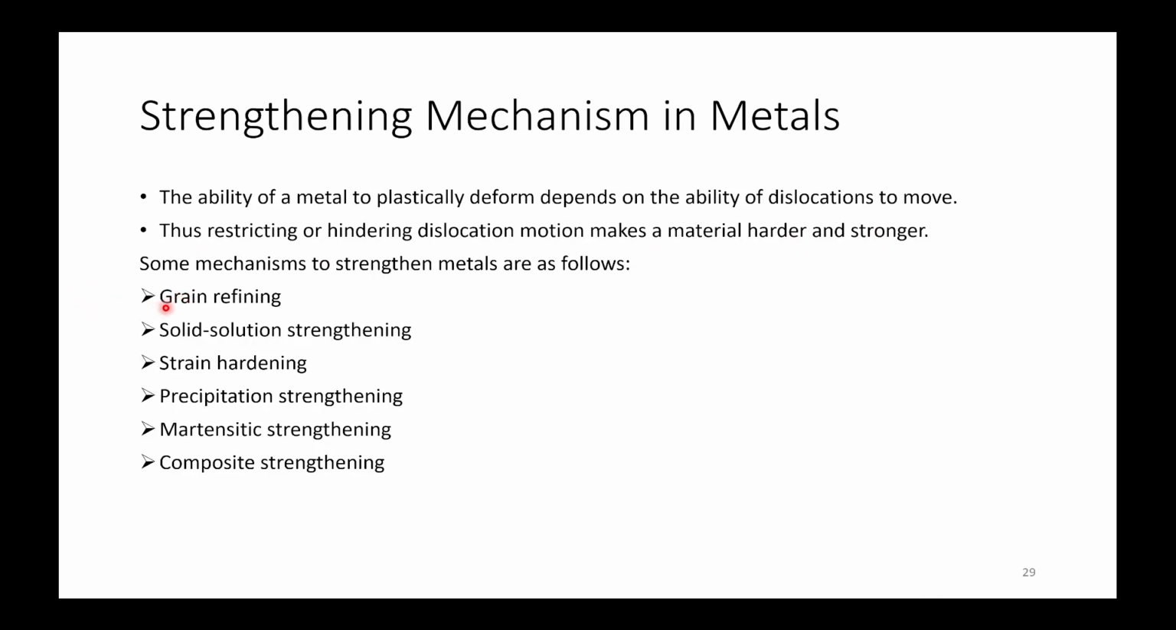First is grain refining, so we'll be reducing the size of grains, and that will lead to strengthening of the material. Solid solution, strain hardening, and precipitation strengthening are all explained further. Martensitic strengthening is the formation of martensite in steels, and composite strengthening: we can form composites, which will lead to strengthening of the material.